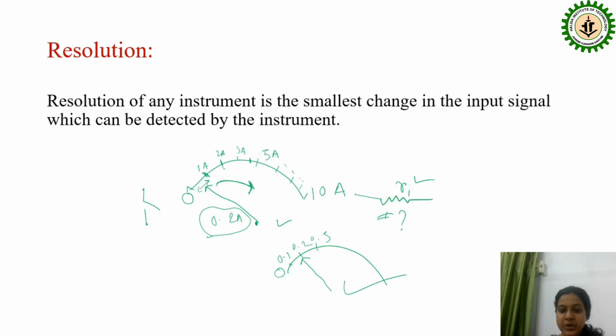So we can say the resolution of ammeter 2 is good compared to ammeter 1. This is the basic difference between ammeter 1 and ammeter 2. With the help of this example, we can say that for ammeter 2 the resolution is good compared to ammeter 1, where resolution is the smallest change in the input signal that can be detected by the instrument.